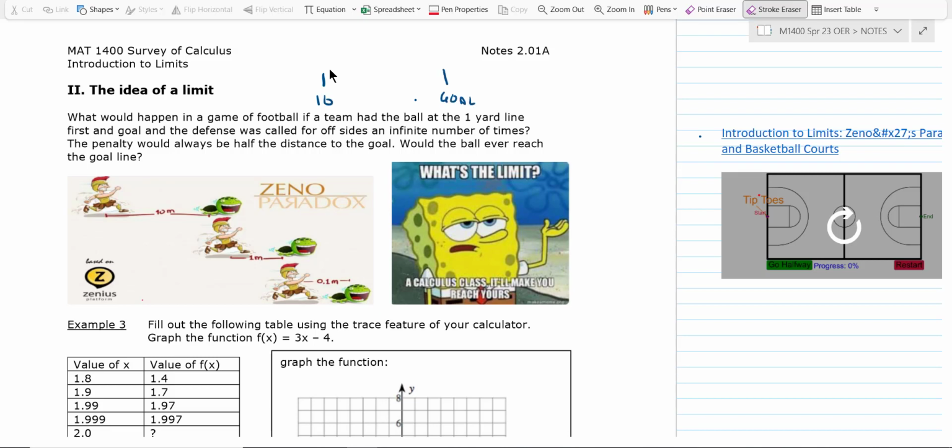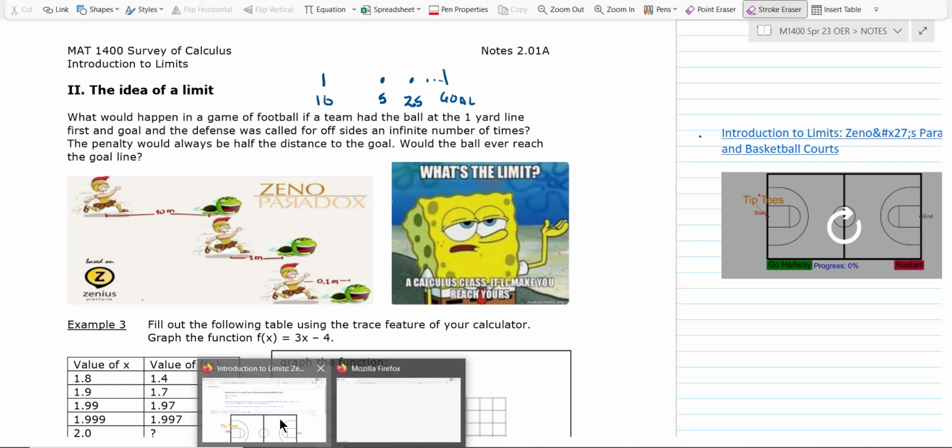So if it's first and goal and then the defense commits a penalty like offsides or something, the referee's going to move it to the 5-yard line. Okay, and then say, for instance, the defense jumps offside again. It's another penalty. The referee says half the distance to the goal. Now we're at the 2.5-yard line. And if we kept doing that over and over again, just halving these distances, in the mathematical realm, you would never hit the goal line. That's kind of the essence of what Zeno's paradox is doing.